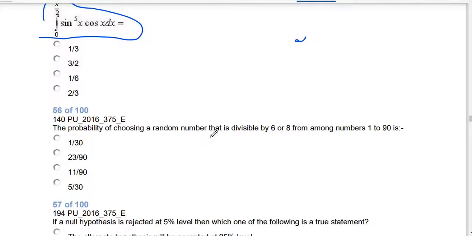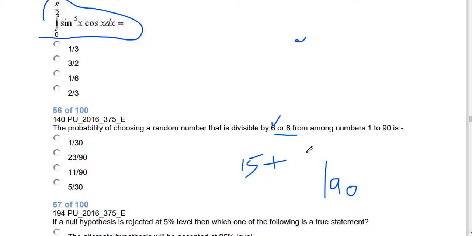The probability of choosing a number that is divisible by 6 or 8 among the numbers up to 90. Now what are the chances possible for 6? Up to 90, possible chances are 15. For 8, I think 11. For 8 we go up to 80, then after 80 we have only one possibility, 81. That is 26 divided by 90.